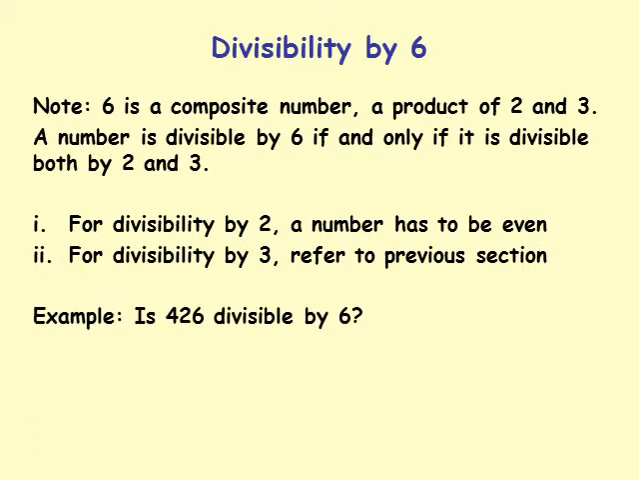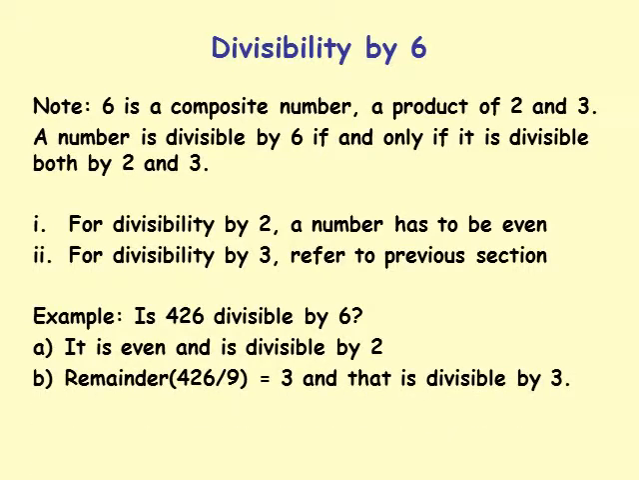Let's take an example. 426. Is that divisible by 6? The two tests we need to do: first, is it even? It is even. It's divisible by 2, so the first test is passed. This test here for divisibility by 2 passes. Let's continue and see about divisibility by 3.